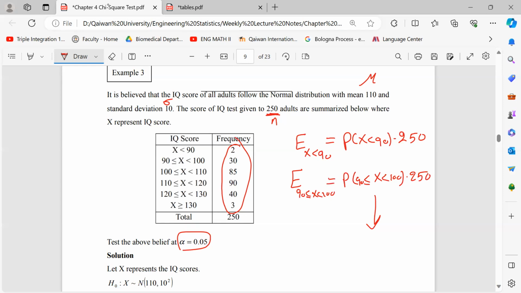But here, this probability needs to be obtained from the normal distribution. In the previous example, we used Poisson distribution because it was given that it follows the Poisson distribution. But here it's given that it follows the normal distribution. You need to use the rules of the normal distribution to get these probabilities. In normal distribution, we always use the Z table.